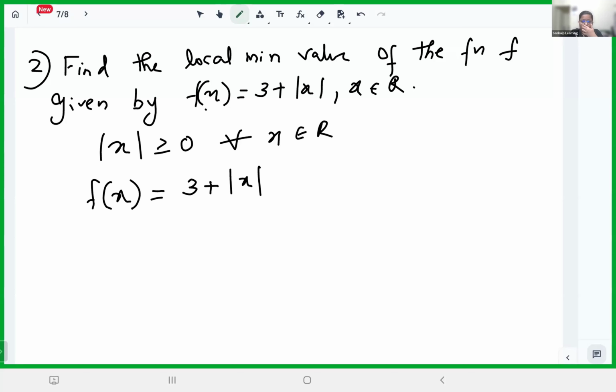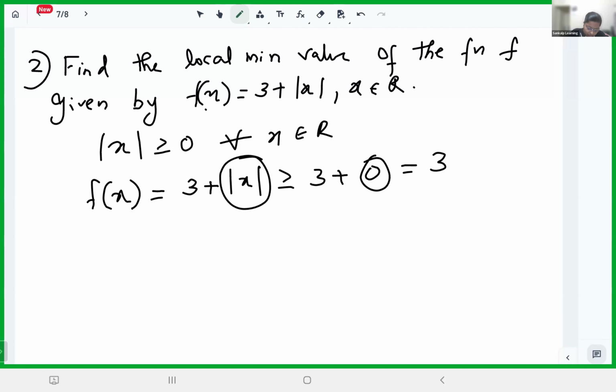Okay, here it is. Since it is a modulus function, we know modulus functions are not differentiable, right? We cannot find the derivative, so we have to find another method to find the minimum value of this particular function. So that's why we are considering it like this. f(x) = 3 + |x|, and we know this will always be greater than or equal to 3 + 0, since the value of |x| is greater than or equal to 0, we can substitute the value there, right? So this is always greater than or equal to 3 + 0, which means this is equal to 3.